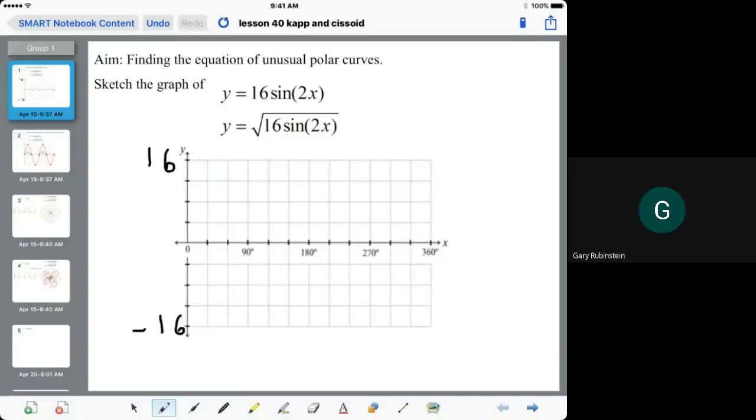Hi, everybody. I'm going to do an abbreviated lesson to finish out the unusual polar curves.